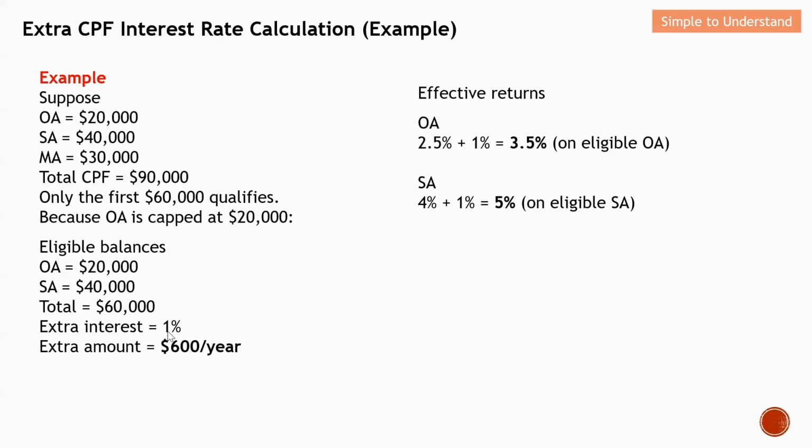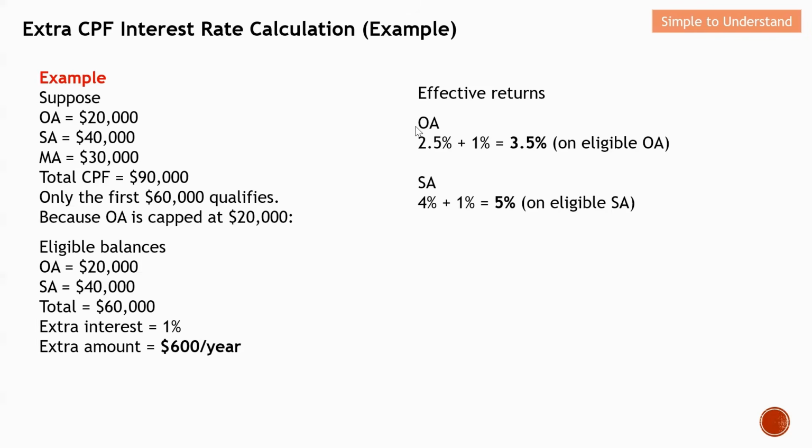This can be quite attractive. The additional 1% simply means that we are able to earn another additional $600 per year. This can be very attractive with compound interest. After 10 years, this is even more attractive.